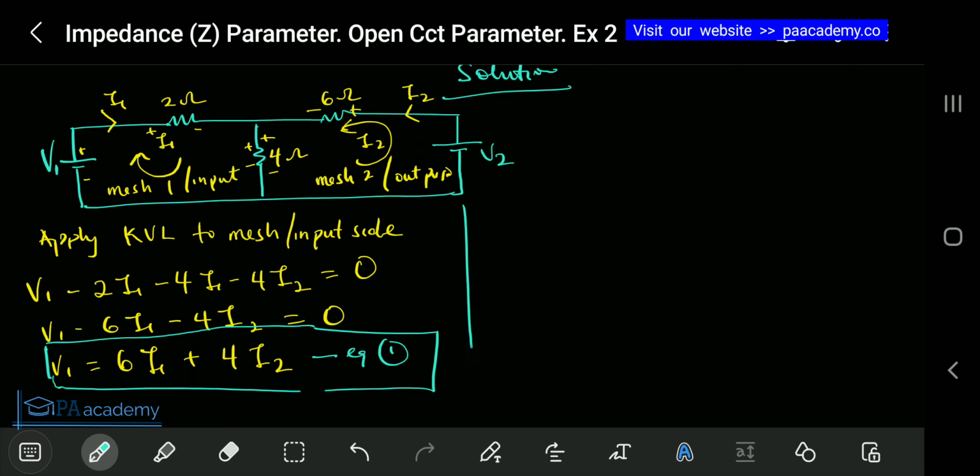Alright, so let's do the same thing for mesh 2. This is mesh 1, so apply KVL to mesh 2. You can also call it the output side, the output.